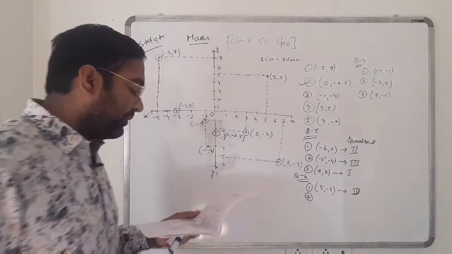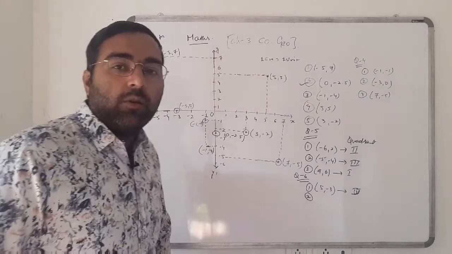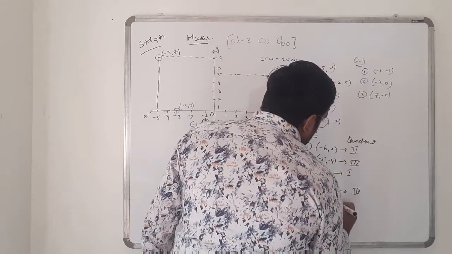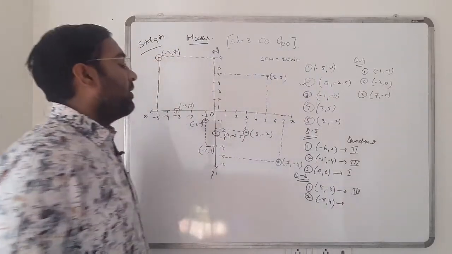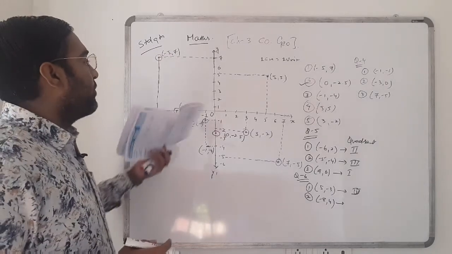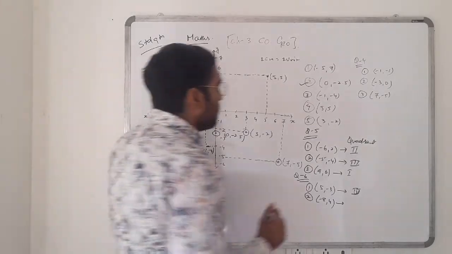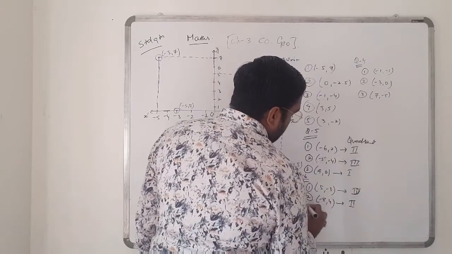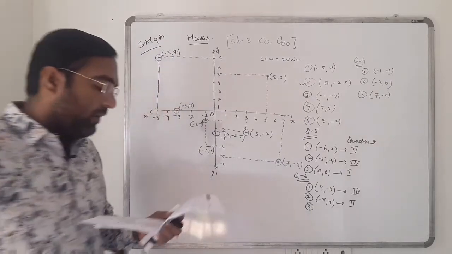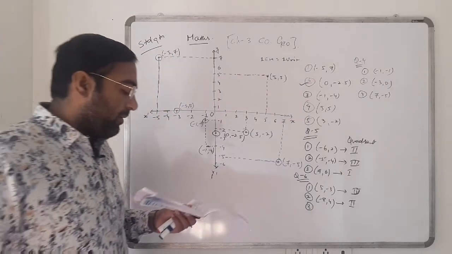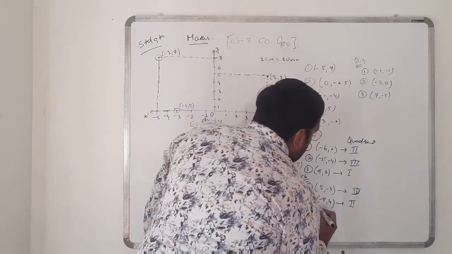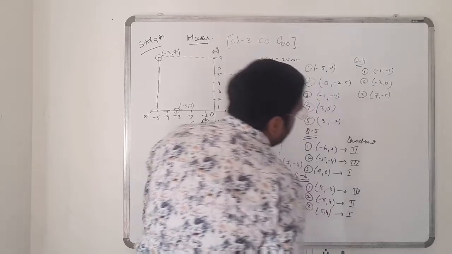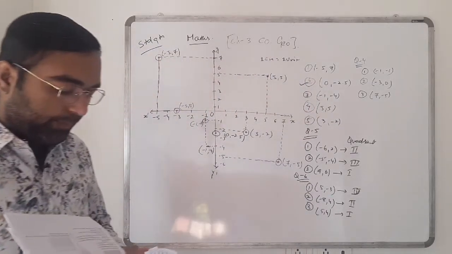Second one is minus 8 comma 4. The x is negative and the y is positive, so it lies in the second quadrant, so I'll write it here, second quadrant. And the third one is 5 comma 4. Both of them are positive values, so it lies in the first quadrant. Clear?